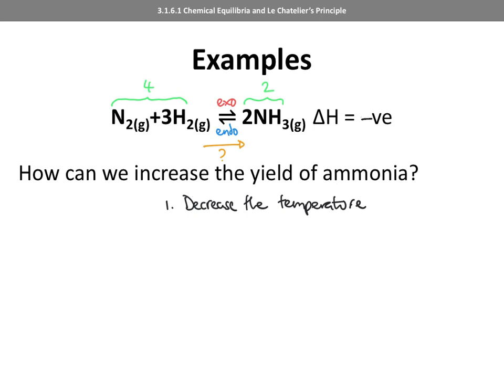The other thing we can consider is pressure. So we want to shift it to the right. We've got fewer moles on the right compared with the left. So the way that we would shift it to the right is to increase the pressure. If we increase the pressure, the system seeks to cancel that increase, so it wants to reduce the pressure.